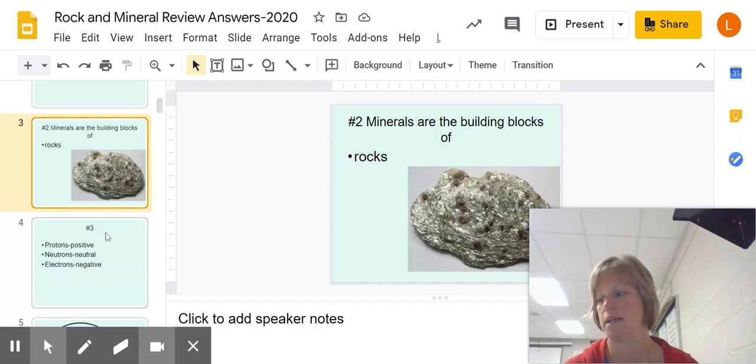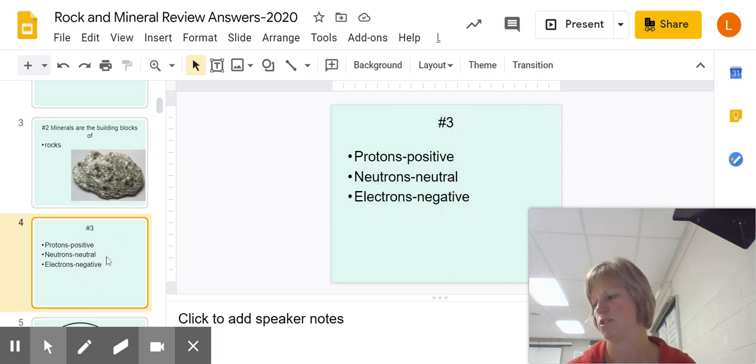Now, we did need to get into a little bit of chemistry because of the way minerals are classified. And so there's a little chart there for question 3, that there are 3 small parts of the atom: protons, neutrons, and electrons. Most students do a very good job of remembering that protons are positive. However, a lot of times this is mixed up. Neutrons are not negative. Neutrons are neutral. Think no charge, neutral neutrons, and negative electrons.